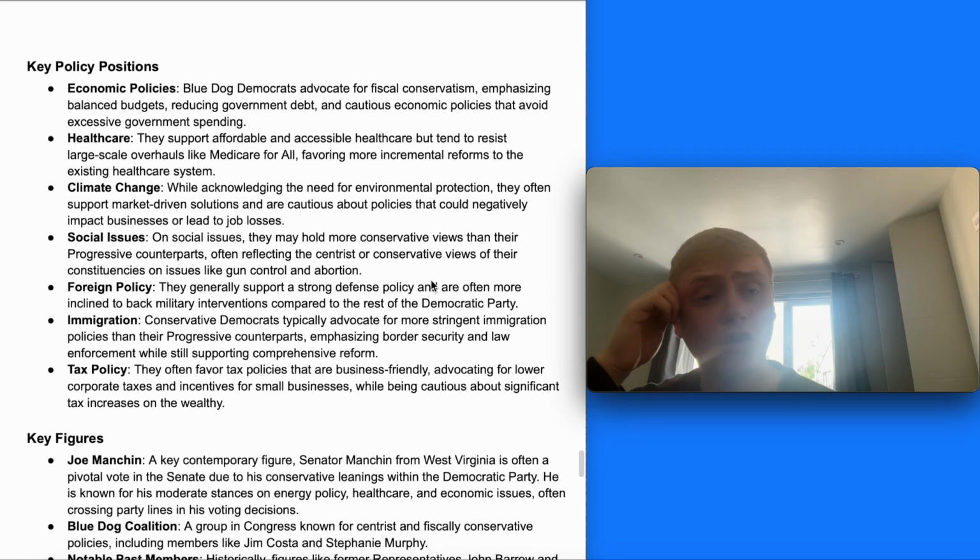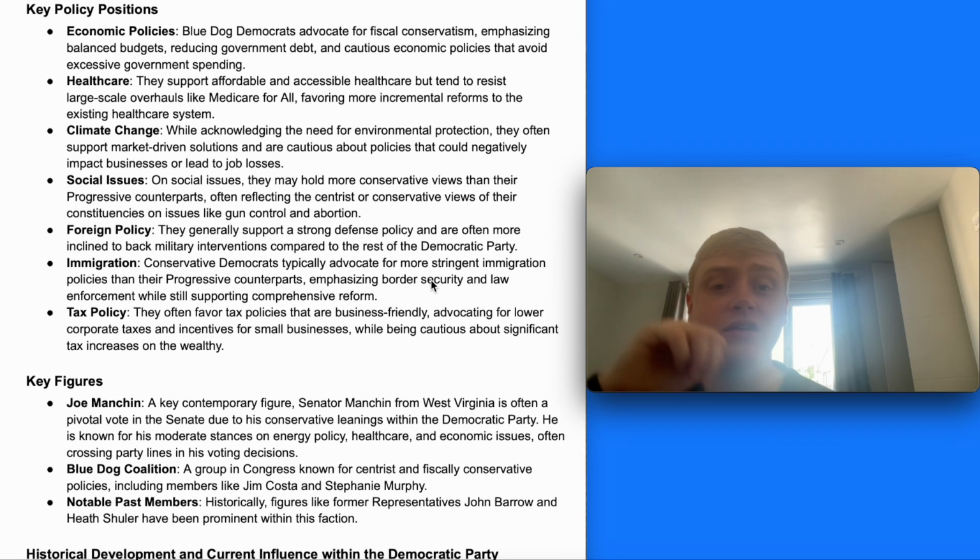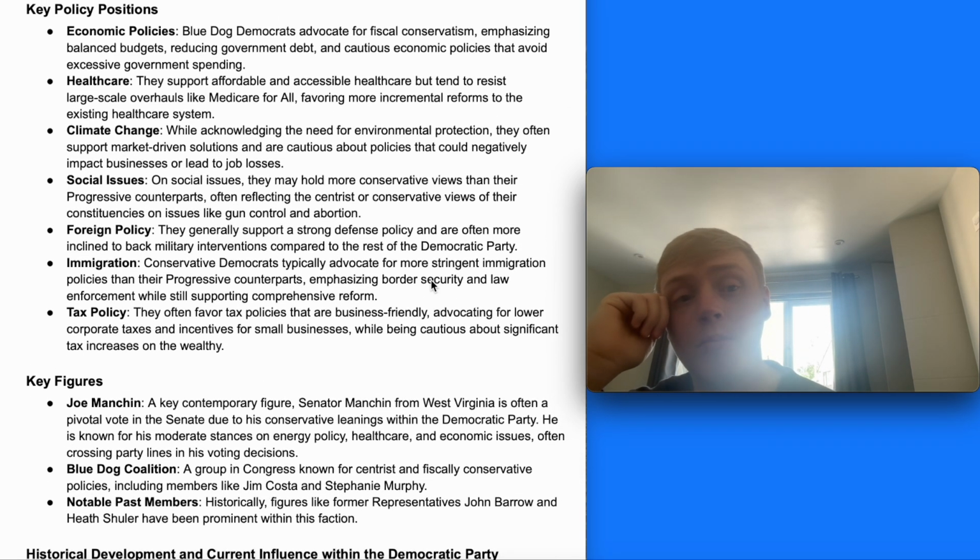In terms of key policy positions, they advocate for fiscal conservatism, emphasising balanced budgets, reducing government debt, and a more cautious approach to government intervention. On healthcare, they support affordable and accessible healthcare, but tend to resist the large-scale overhauls of Medicare for all. On climate change, they acknowledge the need for environmental protection, but often support market-driven solutions and are cautious about policies that can negatively impact business or lead to job losses, particularly within these swing states.